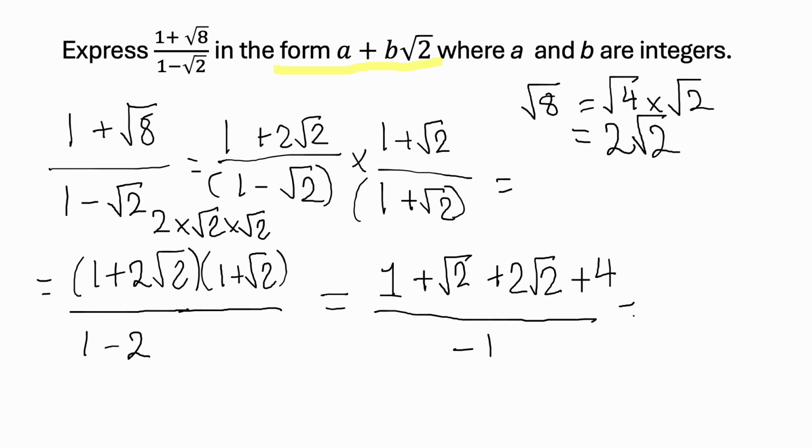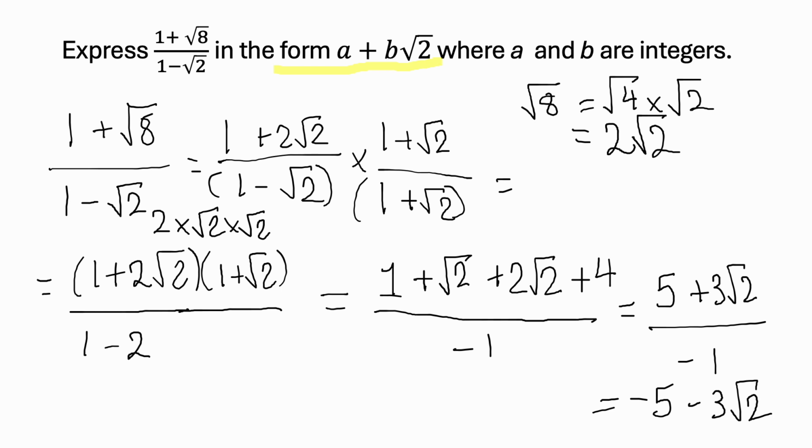Okay, so let's simplify this. 1 plus 4 is 5. Root 2 add 2 root 2 is 3 root 2. And it's going to be over minus 1. When we divide by minus 1, the signs will change. So this will be minus 5 minus 3 root 2. And that is it.